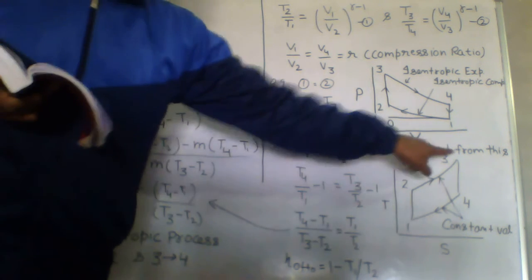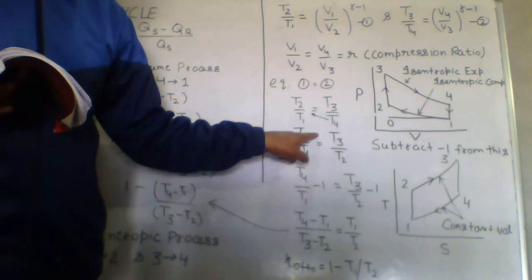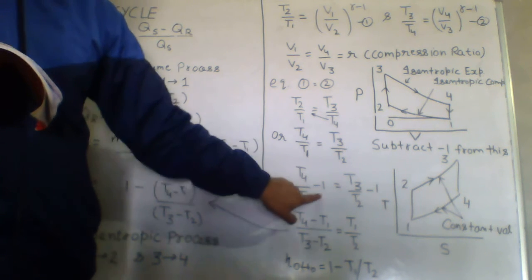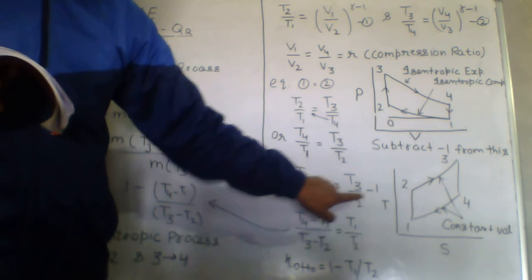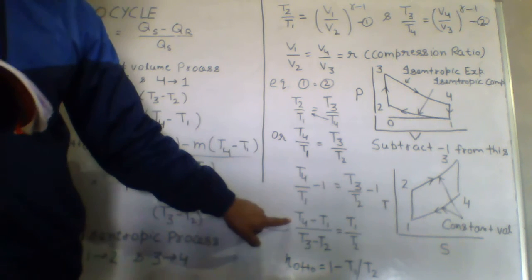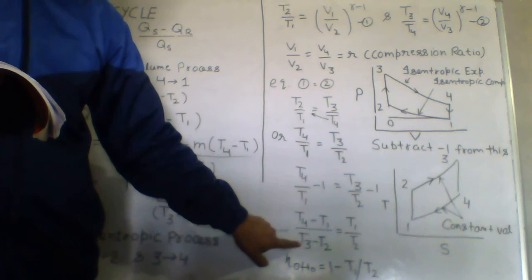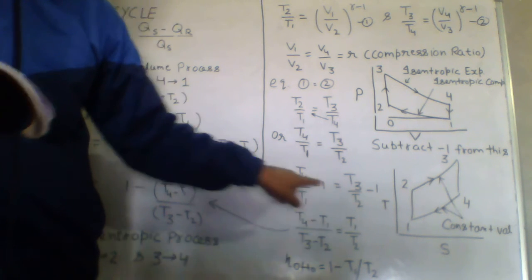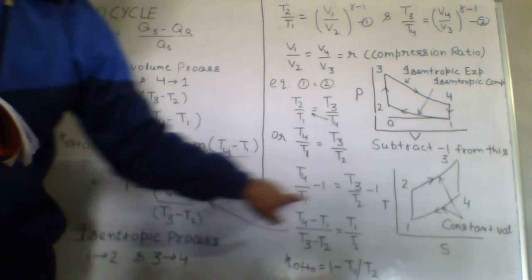Subtract minus 1 from this equation. Minus 1 here, minus 1 here. You will get T4 by T1 minus 1, T3 by T2 minus 1. You will get this equation: T4 minus T1 divided by T3 minus T2 is equal to T1 by T2. After solving this equation, you will get this equation.